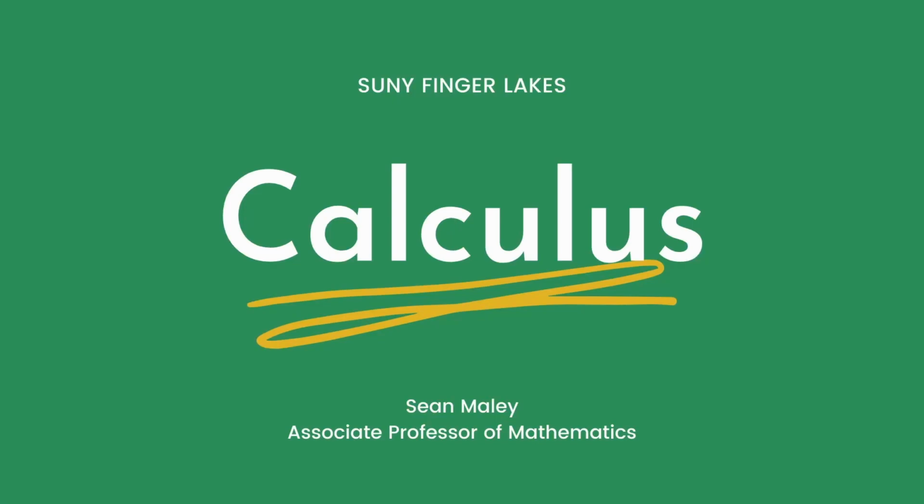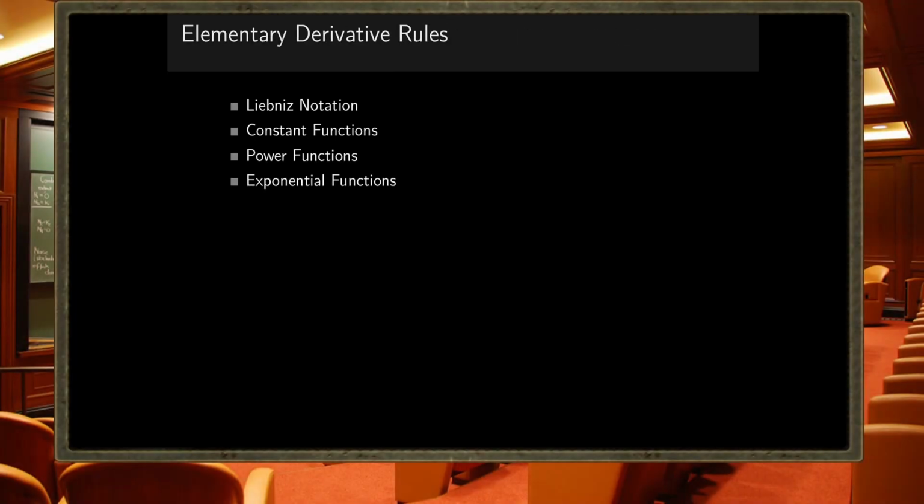All right, so some thoughts as we begin Module 2 here. We're going to be looking at the elementary derivative rules, which we'll be relying on for the rest of the class. A couple of things I want to cover today: the Leibniz notation and why it's important, and then the derivative rules for constant functions, power functions, and exponential functions. Hopefully we can go relatively quickly here. Let's start with Leibniz notation.